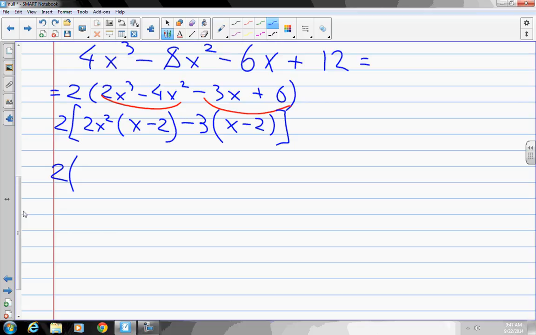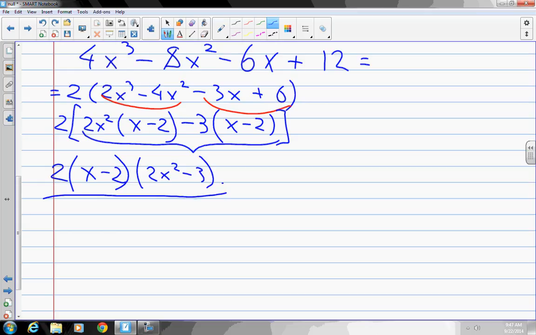Now let's look at what's left. Whatever's left, what is the greatest common factor among x minus 2? So I'll take x minus 2 out. If I take x minus 2 out, what is remaining? 2x squared minus 3. So that's our answer.